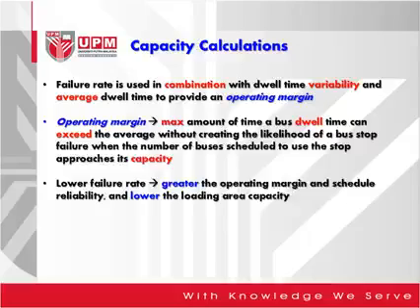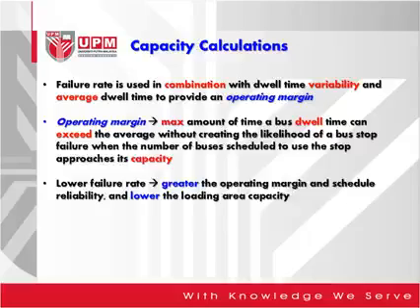So what is operating margin? Refer to the second bullet. According to the definition, it is the maximum amount of time a bus due time can exceed the average without creating the likelihood of a bus stop failure when the number of buses scheduled to use the stop approaches its capacity. So specifically we refer to when the bus stop is approaching its capacity. So operating margin is the maximum amount of time the due time still can be greater than average, and it won't have any big implications on the capacities. So this is what we call the operating margin.